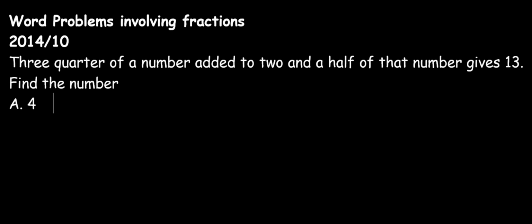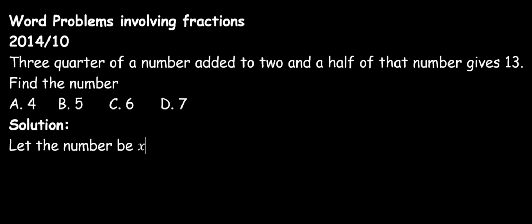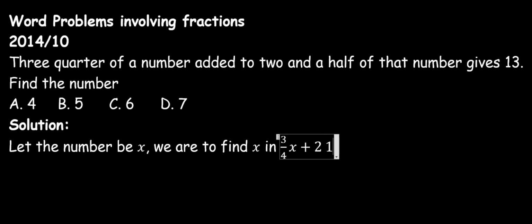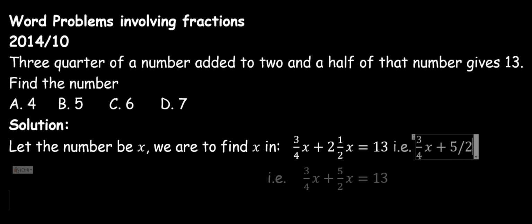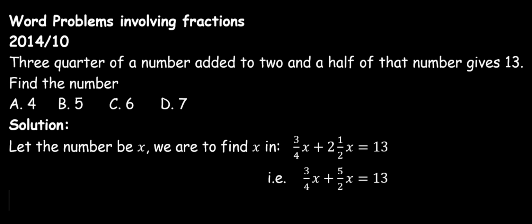3/4 of a number added to 2 and a half of that number gives 13. Find the number. The options are given. Solution. Let the number be x. We have to find x in 3 over 4 of x plus 2 whole number 1 over 2 of x equals to 13. That is the same as 3 over 4 of x plus 5 over 2 of x equals to 13. We've just changed the mixed number there to improper fraction.